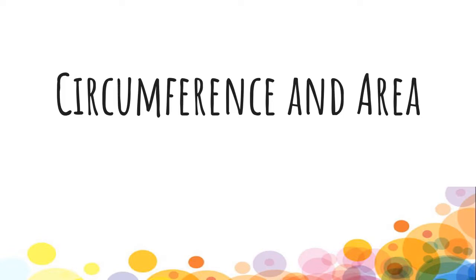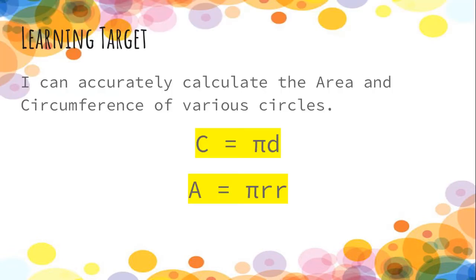Today's lesson is about circumference and area. Your learning target says, I can accurately calculate the area and circumference of various circles. And notice I put your formulas here. So I have the circumference equals pi times the diameter.